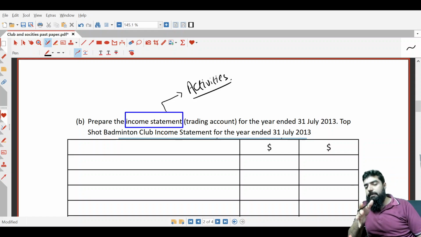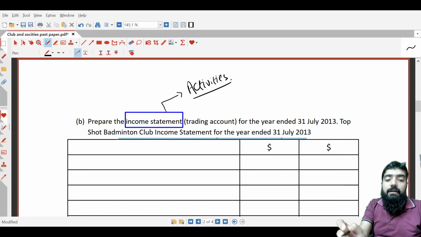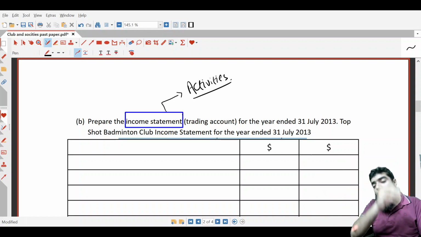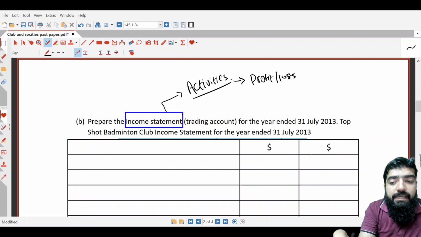So in this particular topic, what you have to do, you need to prepare a separate income statement for that particular activity. Remember, it's not the income statement for the whole club and society, it is basically the income statement for the activities, where we are going to calculate the profit or loss from the activities.